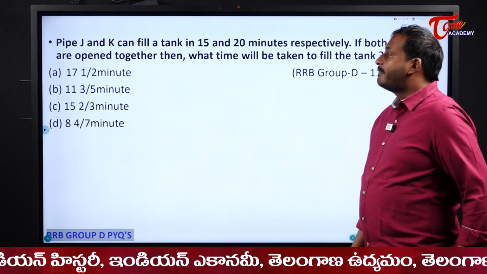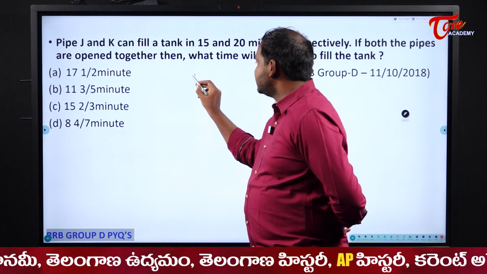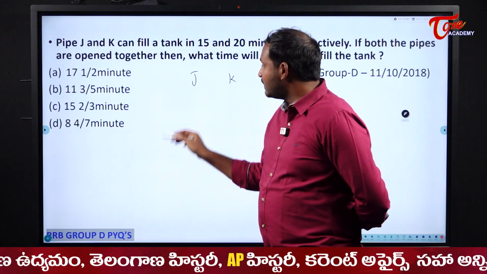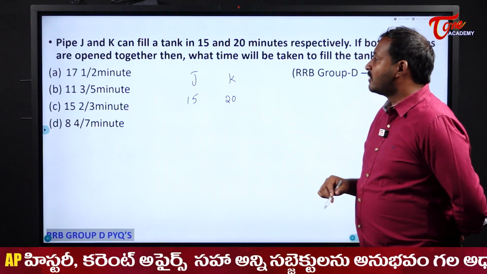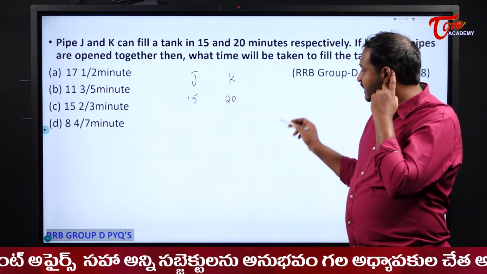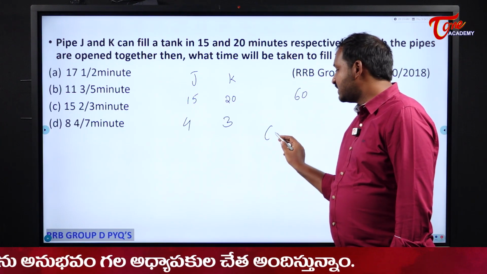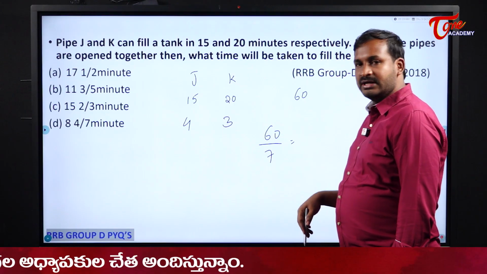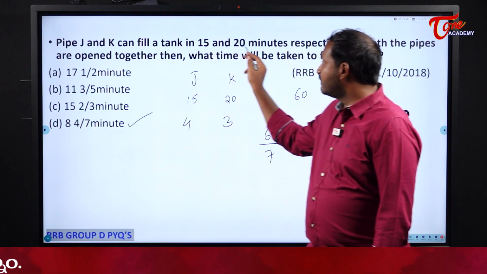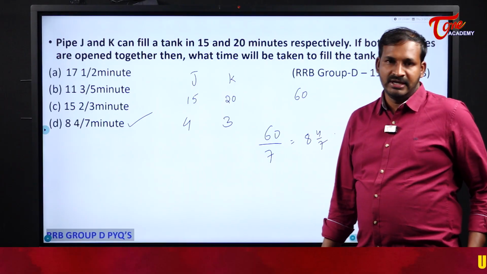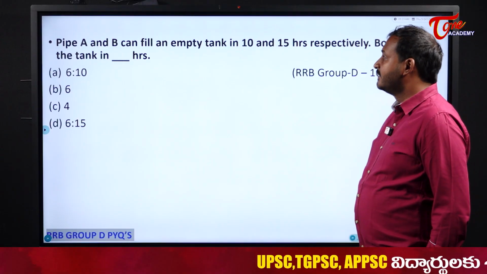Next one. Pipes J and K can fill a tank in 15 and 20 minutes. There are two pipes J and K. If both the pipes are open together, in what time will the tank fill? LCM as usual, of 15 and 20, is 60. So here the efficiency becomes 4, here the efficiency becomes 3. So 60 by 4 plus 3, which is 7. So you will get 8 4 by 7 minutes. The time is in minutes. These are simple questions, you can solve them very easily.